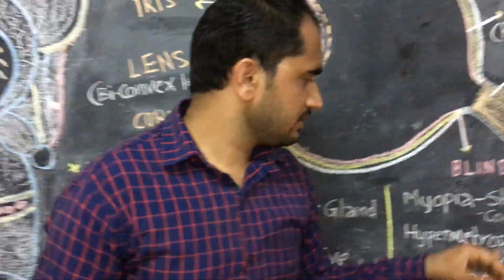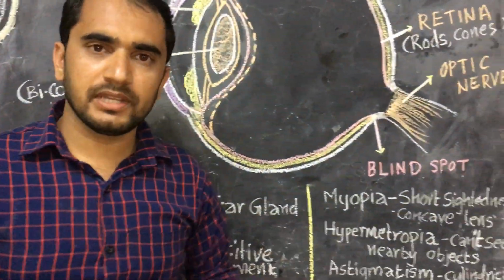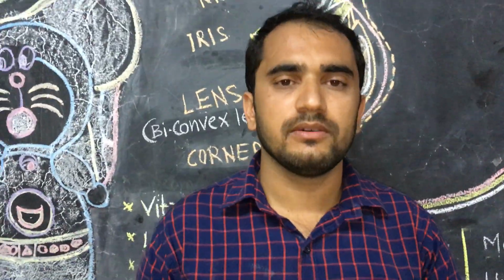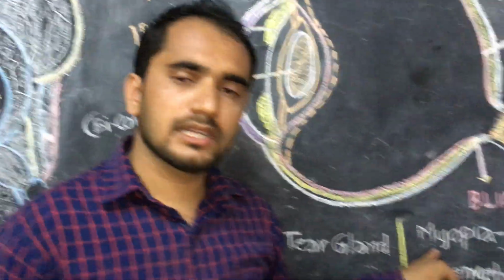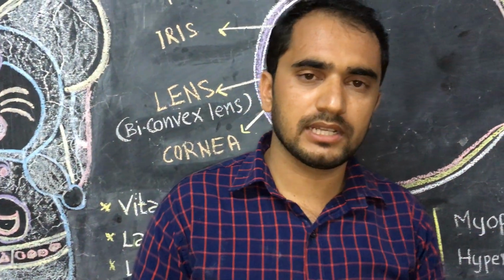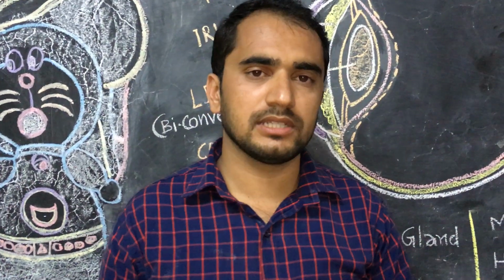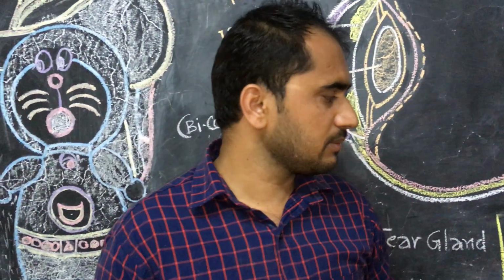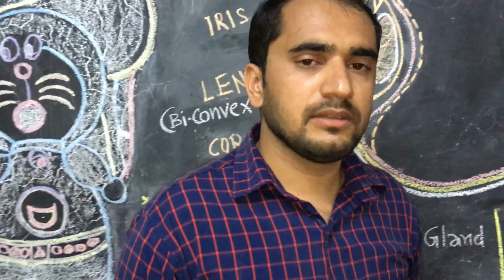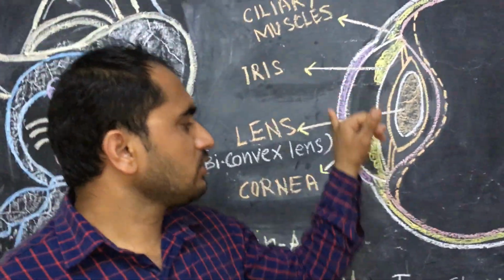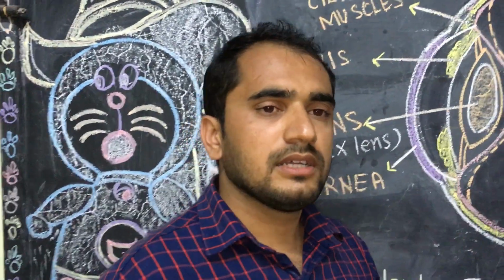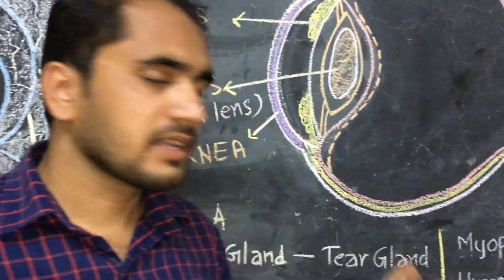So I can brief you. Myopia is a disease in which you can see the nearby objects but you are unable to see the far objects, and it can be corrected by concave lens. Hypermetropia is a disease in which you can see the far objects but are unable to see the nearby objects, and it can be corrected by convex lens. And astigmatism is a disease in which the curvature of the cornea becomes irregular, and due to this irregularity the image formed is not clear.